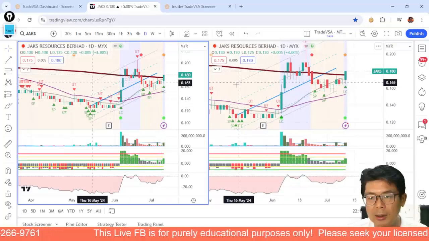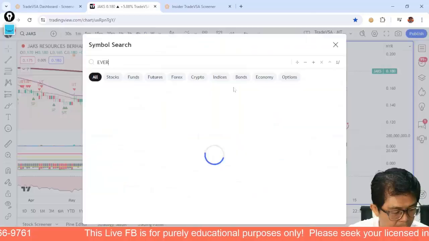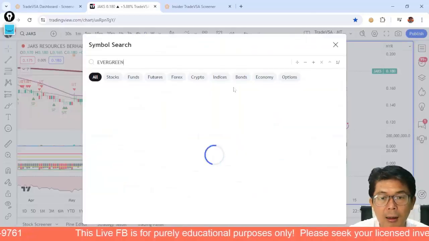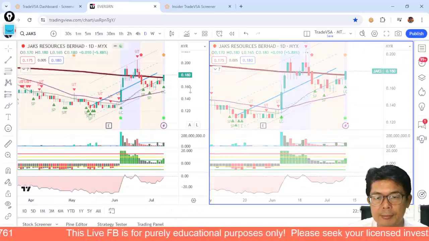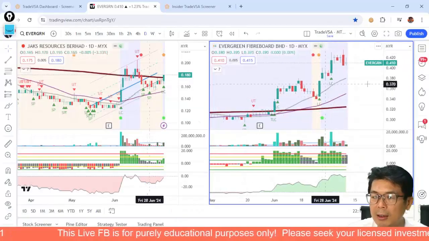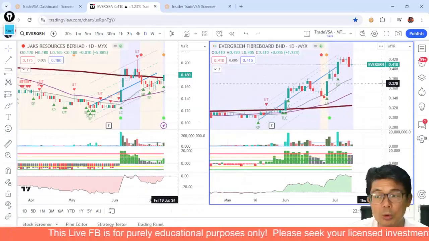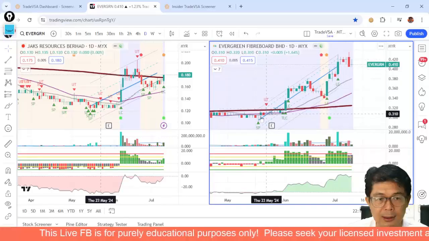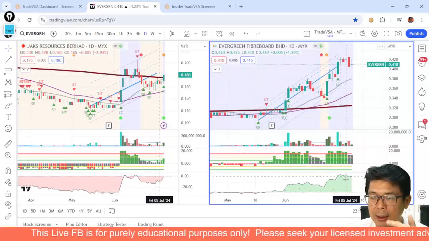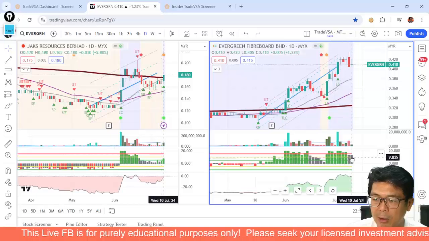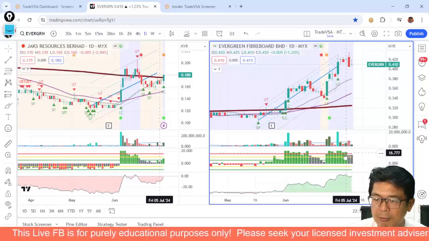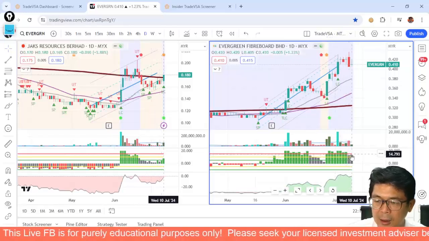Okay, we got Tan wanting me to check out Evergreen. Evergreen fiberboard. Okay, this one green apple, no spring, no nothing. Trend still up. You can see the auto trend line still going up in here. But right now you can see pullback. You look at these two gray here, right? After you hit the green already, right?